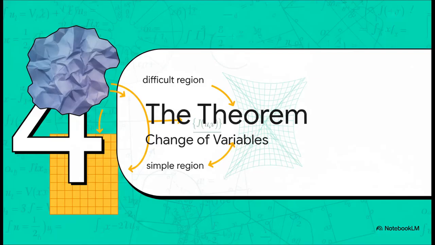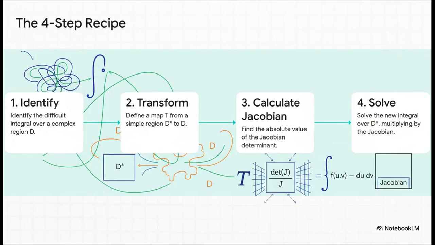So now we have all the pieces of the puzzle. We have our difficult region, we have our transformation to a much simpler region, and we have the Jacobian to correct for any distortion. So let's put it all together with the magnificent change of variables theorem. What's great is that the theorem gives us a super clear 4-step recipe. It's foolproof. Step 1. Spot the nasty integral. Step 2, find a good transformation that simplifies it. Step 3, calculate your Jacobian stretch factor. And finally, step 4, rewrite the whole integral with your new variables, multiply by the Jacobian, and solve.